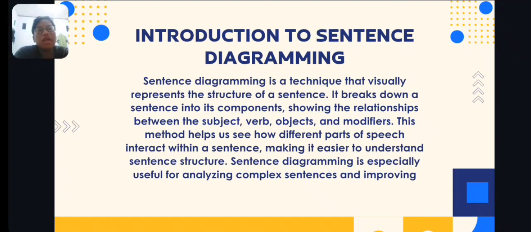Introduction to sentence diagramming. Sentence diagramming is a technique that visually represents the structure of a sentence. It breaks down a sentence into its components, showing the relationship between the subject, verb, objects, and modifiers. This method helps us see how different parts of speech interact within a sentence, making it easier to understand sentence structure. Sentence diagramming is especially useful for analyzing complex sentence and improving.